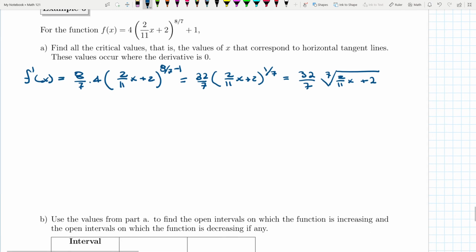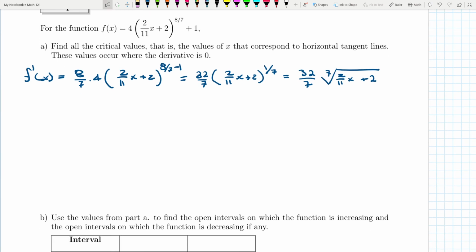Alright, so let's set the derivative equal to 0 to find the critical values. And I know this derivative contains very crazy numbers. Trust me, this is going to simplify very, very nicely. You will see what's going to happen. So 32 over 7 times the 7th root of 2 over 11x plus 2, set equal to 0.